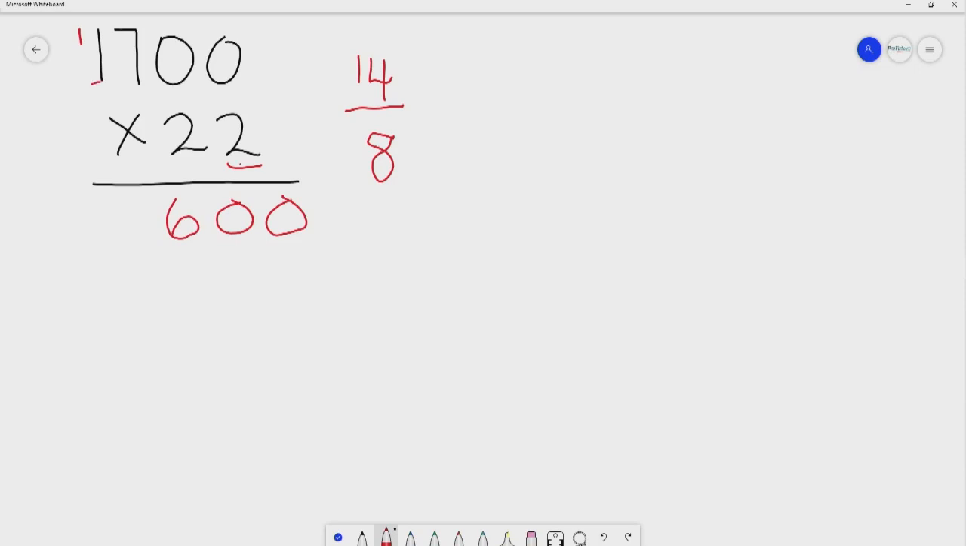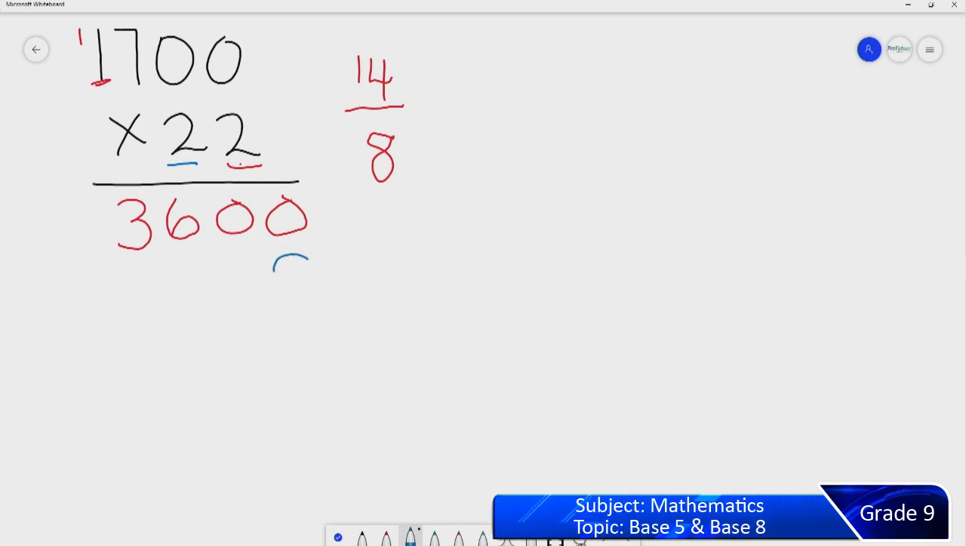Next, 2 times 1 is 2, plus the one that is floating gives us 3. Now we're going to be multiplying by this 2. So the first thing we have to do is put our 0. 2 times 0, 0. 2 times 0, 0. 2 times 7 gives us 14, just like what we did at the top. And we have to divide it by 8. So 8 could go into 14 1 time, and we would have 6 remaining.